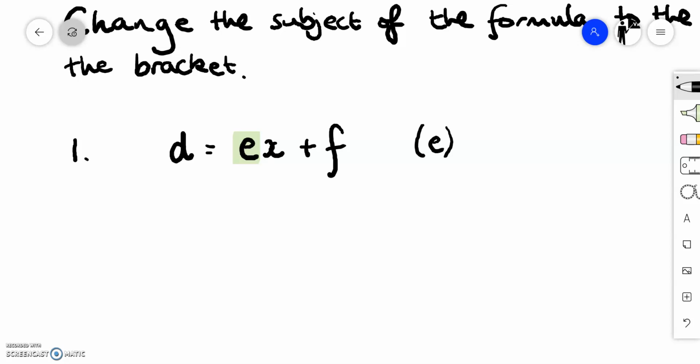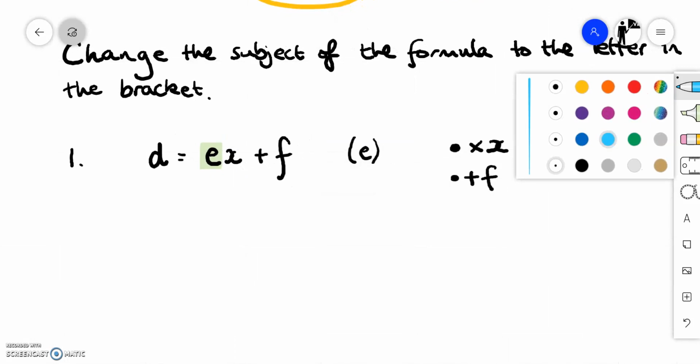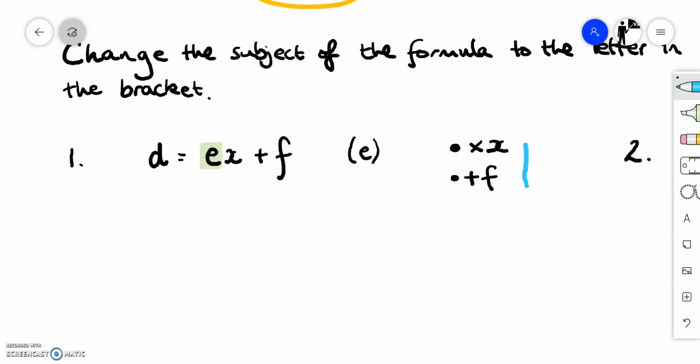So what I'm going to do is I'm just going to bullet point at the side, and I'm going to say, what has happened to the subject? How has this expression been built? Well, the first thing I've done is I've multiplied e by x. Then after that, I added f to it. So if I want to make e the subject of the formula, I'm going to kind of work in this direction and work backwards.